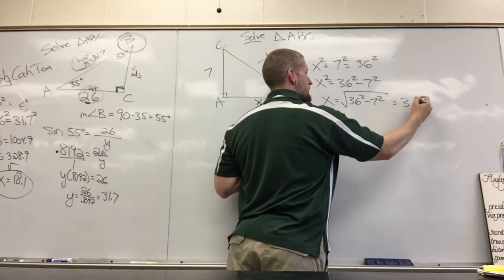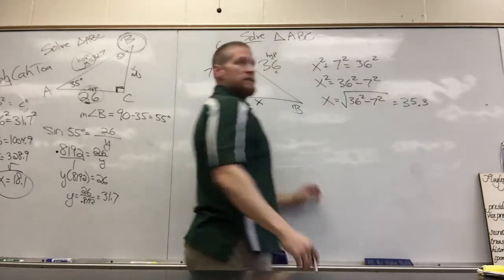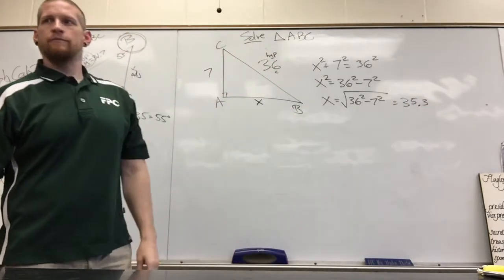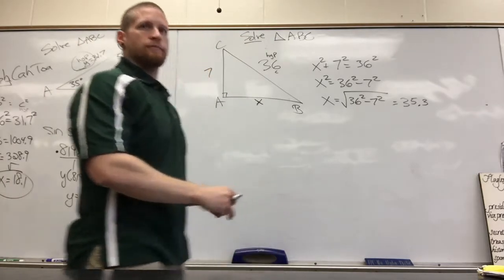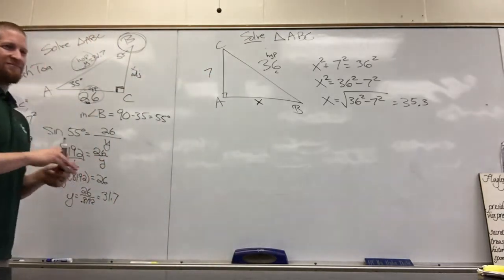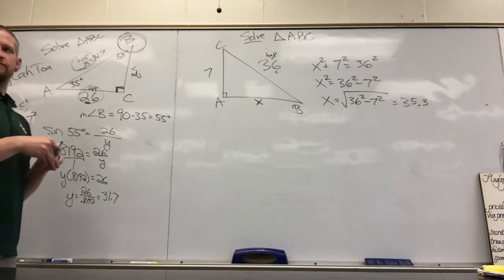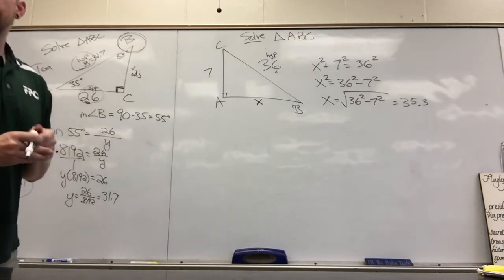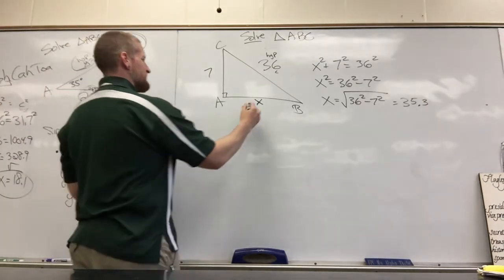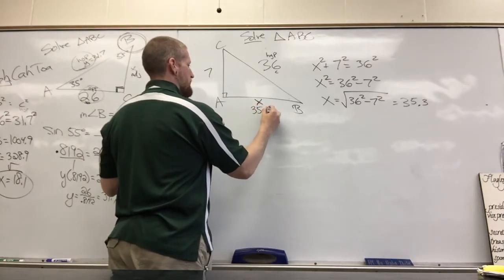35? No, she's lying. Which one is it? Let me find down here. 35.3. 35.3? Squared. 35.3. Yep, there you go. I got that a different way and I'm sticking to it, but whatever.